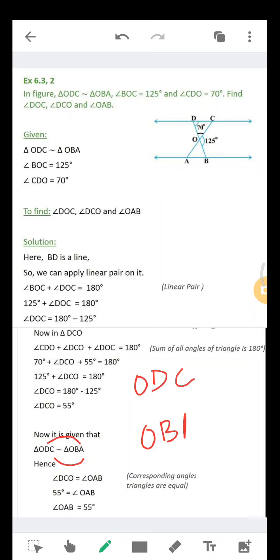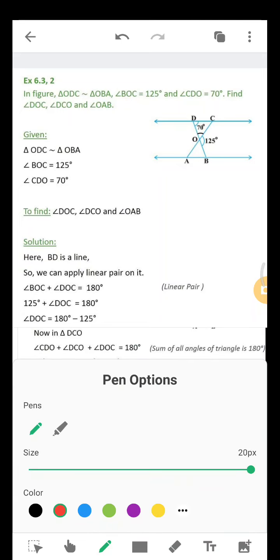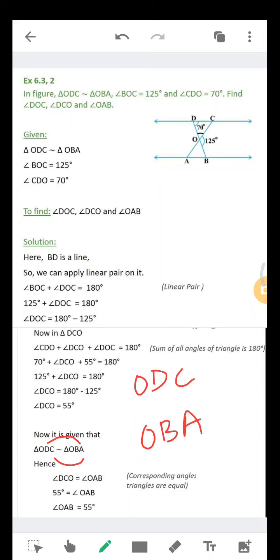Keep this in your mind. We can use this in any problem, whenever triangles are similar. So angle O is equal, D will be equal to B. If angle D is 70, B will also be 70. Angle C will be equal to A, because the triangles are similar.